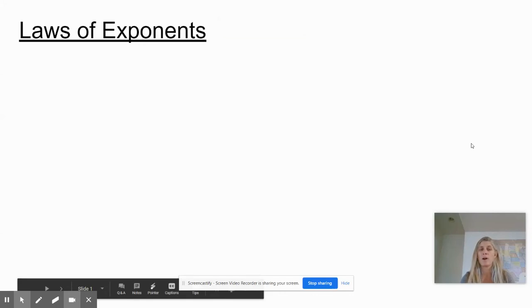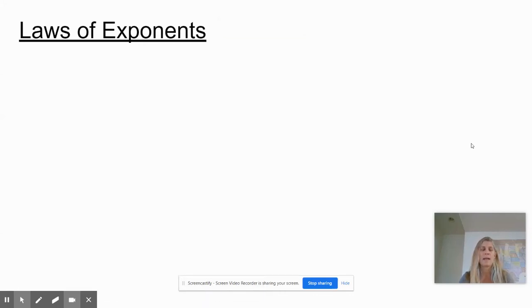Today we're going to work on the laws of exponents and negative exponents and zero exponents. So we're going to go ahead and start with the laws of exponents. Last class, we worked on expanding out and then simplifying, but there's certain rules that help us with this.